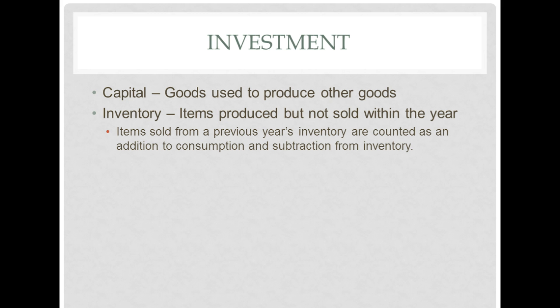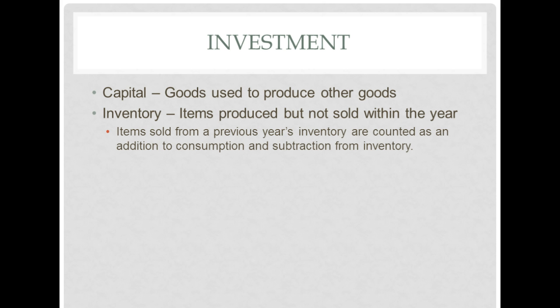Now, one important point to make sure we understand is this. This is kind of a small point, but worth noting. Items sold from a previous year's inventory are counted as an addition to consumption and subtraction from inventory. And that's a little confusing, but really it's not that hard to understand. If in 2012 Dell made those computers and didn't sell them, it had to count them as inventory. Let's say those computers were worth, I don't know, $100,000. If in 2013 Dell was able to sell those computers, they would now count as consumption. But we already counted them as inventory in 2012.